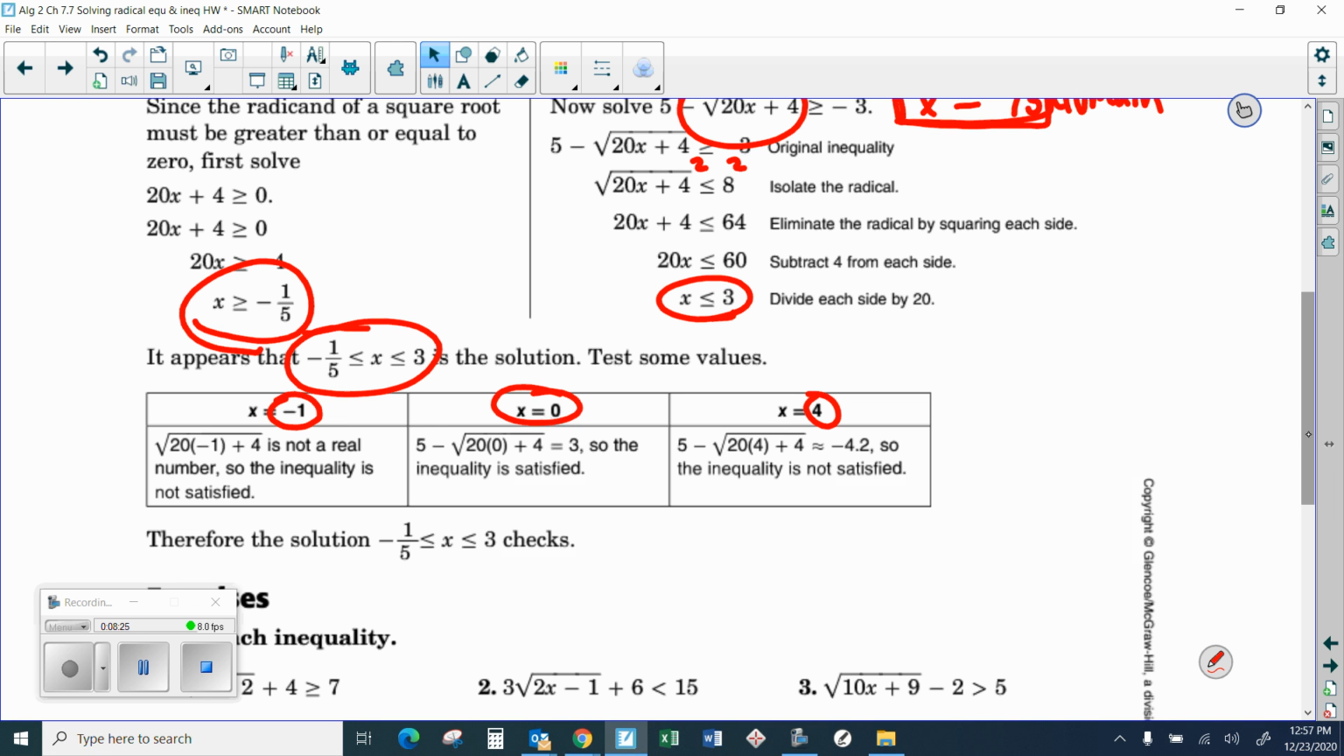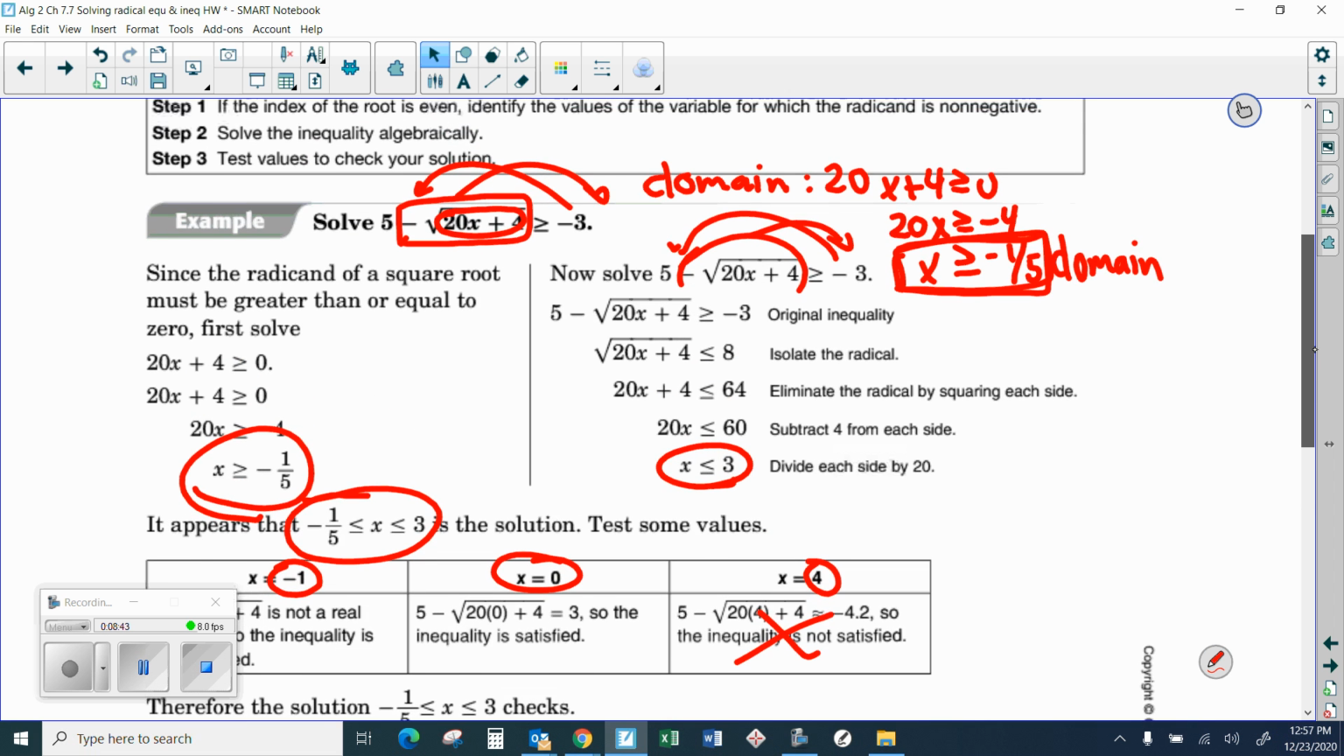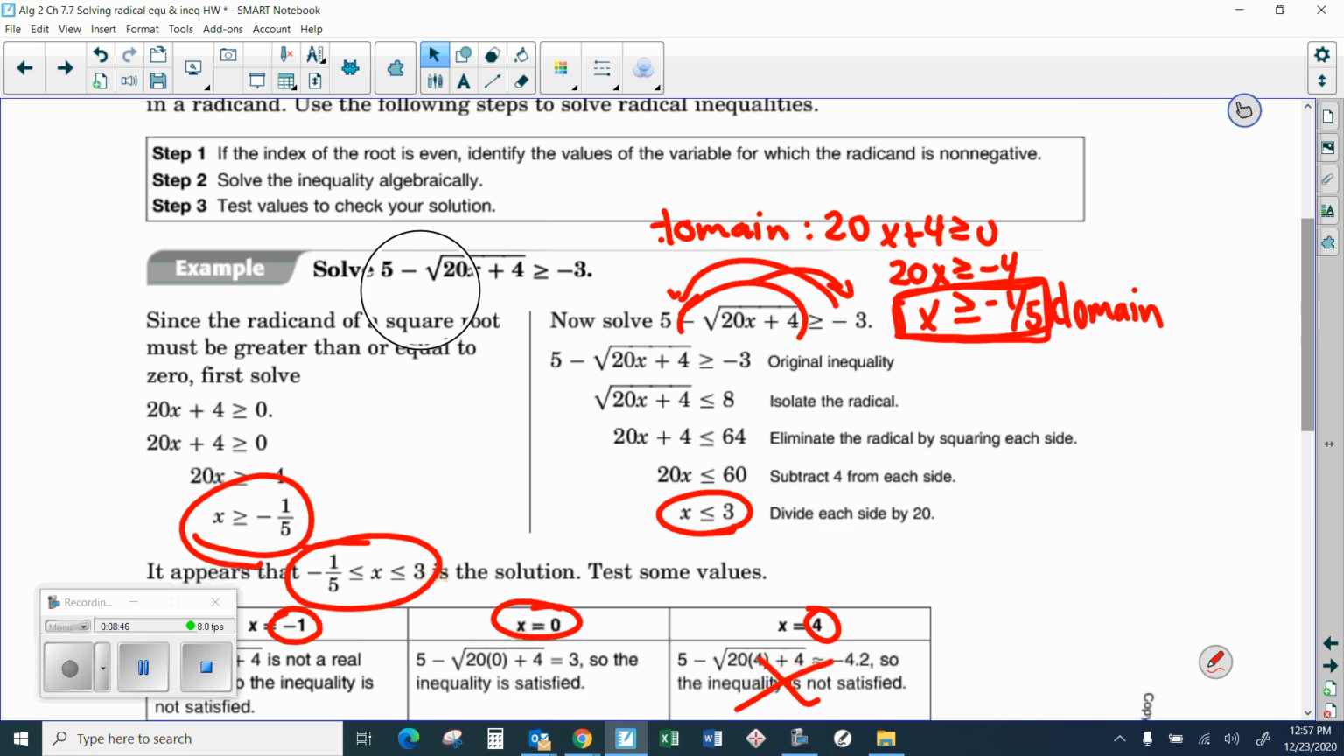Check 4. Okay, 4, I would have 5 minus 8 square root of 84, which gives me negative 4.2. And that is not greater than negative 3. It's less than negative 3, so it's also not satisfied. Okay, remember you're plugging it back into the original. Okay, right here is what you're plugging it back into. It has to be true.